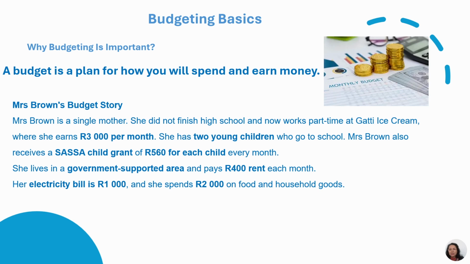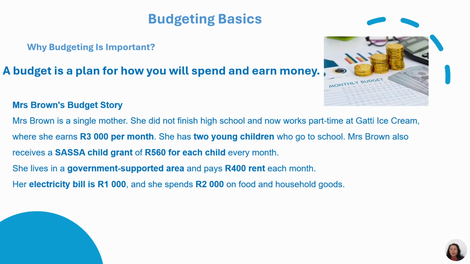So Mrs. Brown is a single mother. She did not finish high school and she works part-time at Gatti Ice Cream and she receives an income of 3,000 Rand. She has two young children and she sends them to school. And for these two young children, she gets a SASSA grant, which is 560 Rand. Now she lives in a government supported area and she pays rent of 400 Rand a month. Then her electricity is 1,000 Rand and her household expenses with food is 2,000 Rand.